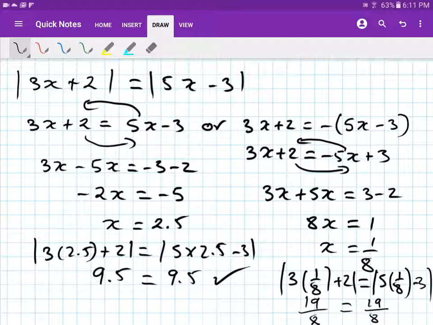Of course, you have to write your answer down. So therefore, x is 2.5 or x equals 1 over 8.